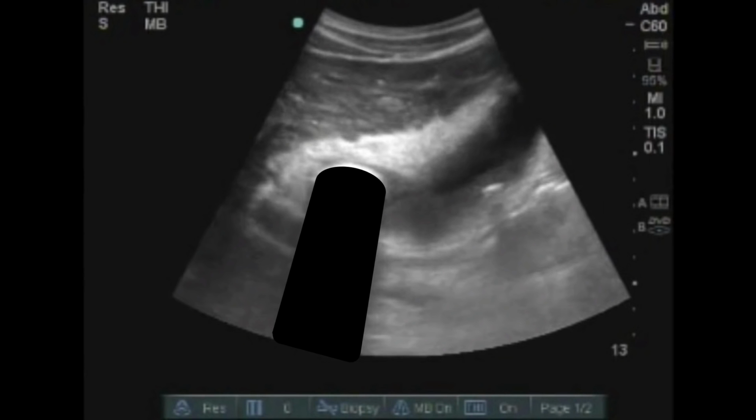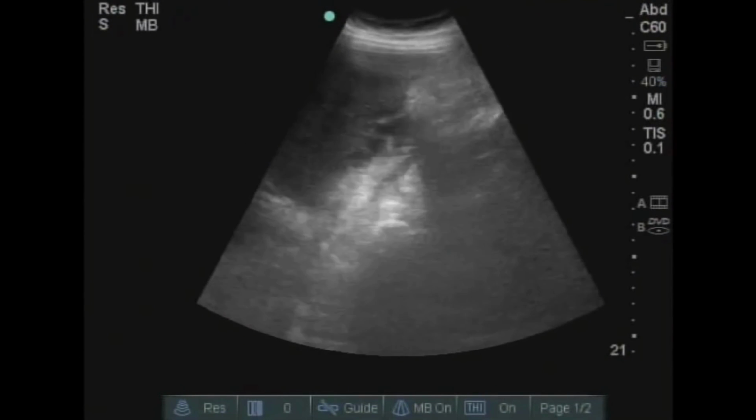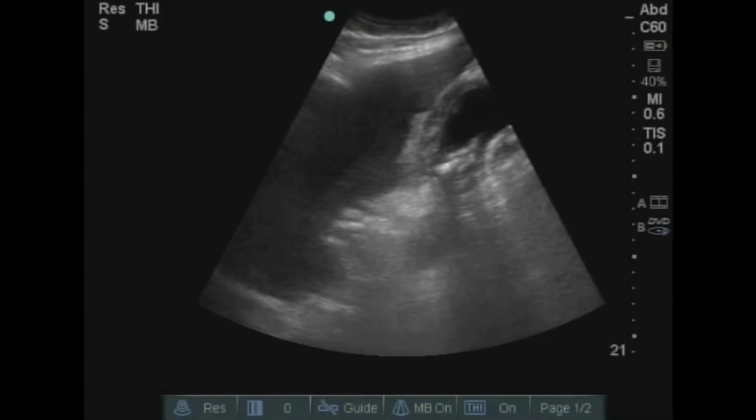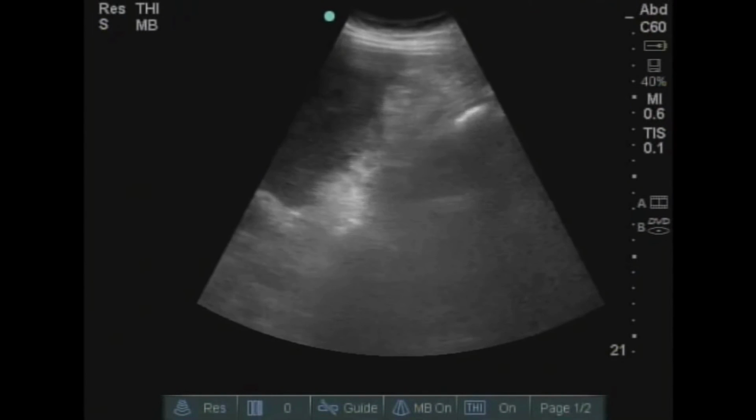And this area highlighted in black would be the area of acoustic shadowing, meaning that sound does not transmit past that surface. You can see here as we scan through a gallbladder with multiple stones, you can see the area where the stones are, and the sound beam is reflected back to the probe with shadowing behind it.